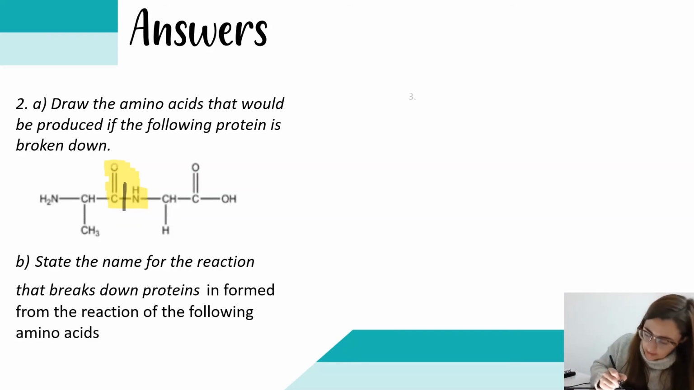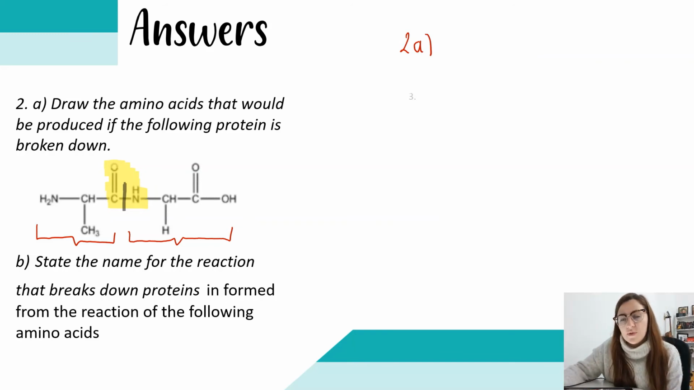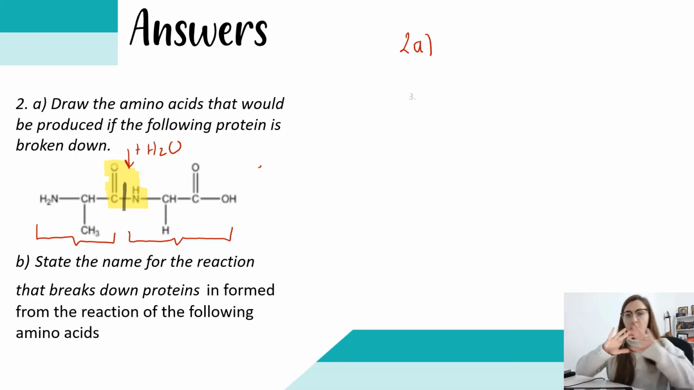And that would produce 2 amino acids. This is the first amino acid, this is the second amino acid. So all I'm doing is drawing those amino acids out, but I need to remember to add on the hydrogen and the OH, which is going to be added back in from the water. This is a hydrolysis reaction where we add water back in. So I'd be adding water here, plus water, to split that molecule up.